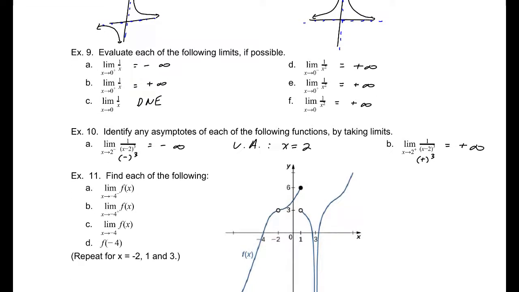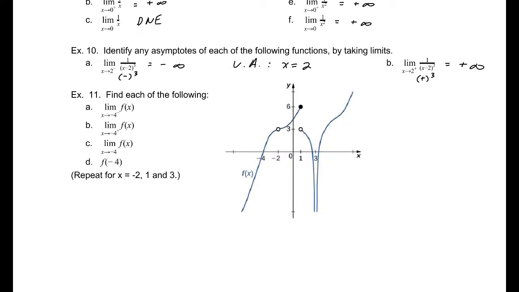All right, last question for this. We're going to appeal to this graph, and we're going to do this several times. So start out with approaching negative 4 from the left. Negative 4 from the left is 0. Negative 4 from the right is also 0. So the overall limit is 0. And the value at negative 4, we have a value at negative 4, and that is also 0.